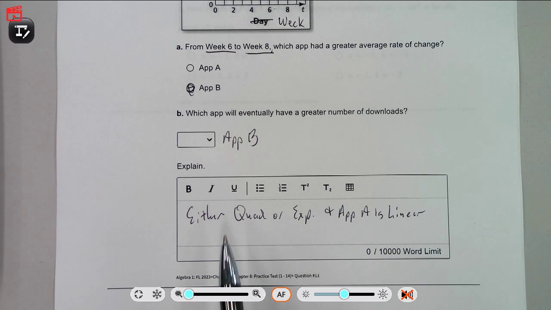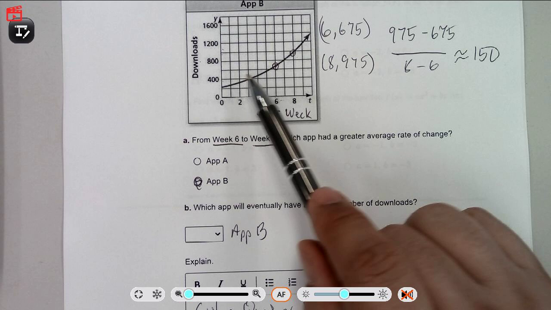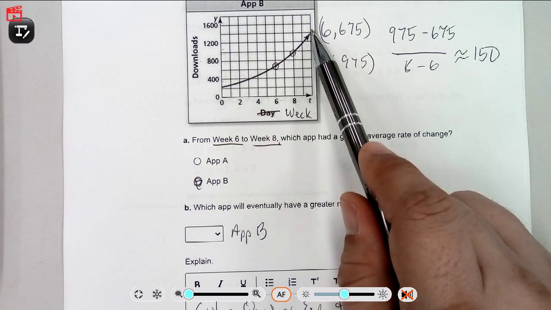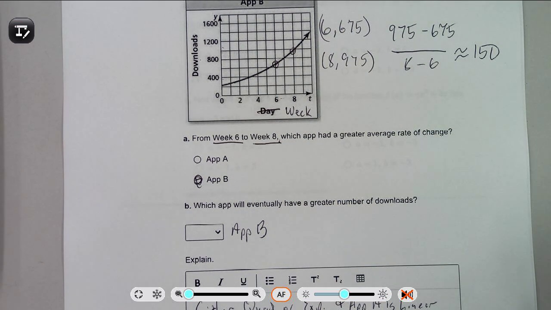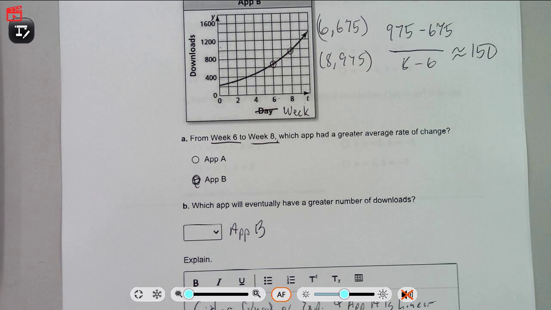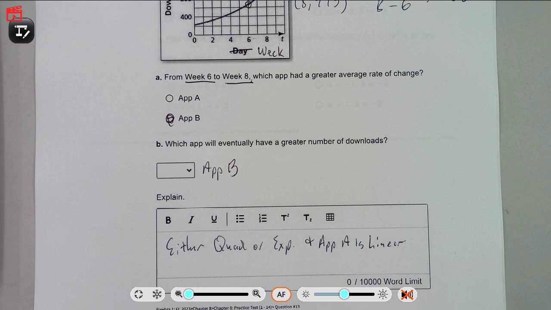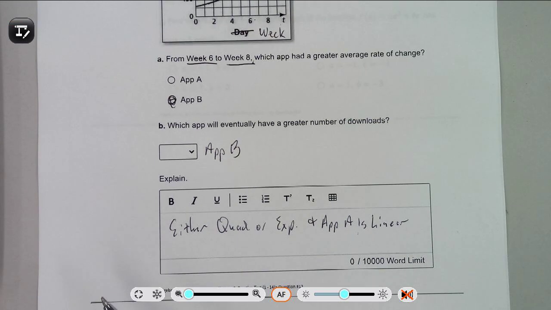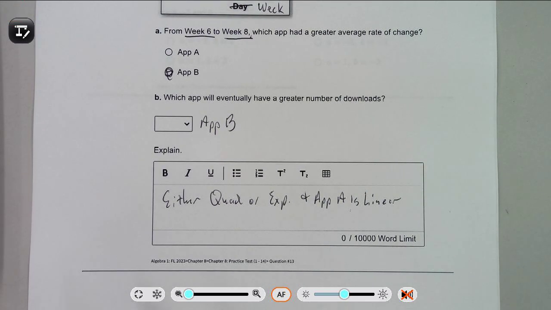App B is going to have an increasing rate of change because we continue to get closer and closer to vertical, so the rate of change gets higher. So eventually the rate of change in app B exceeds the rate of change in app A. So the linear one is always going to be bottom of the pack eventually. Well, there's number 1 through 13. Number 14, I've provided the answers for you as part of the assignment on Canvas. So you can go get those answers and look them up.